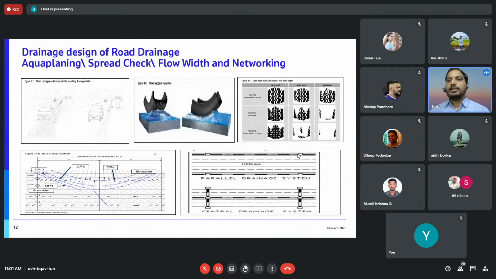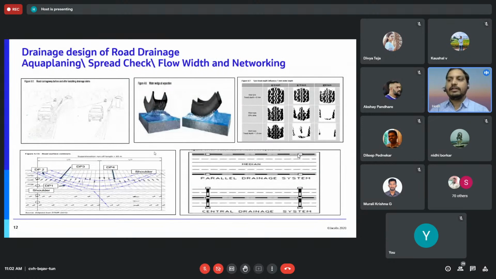Then in the last two slides, you can see that there is a road, and we are going to have inlets in the form of gullies, or inlets in the form of curb and channel, and that can be taken into the networking. So there are two types of networks we normally adopt: one is a parallel drainage system and one is a central drainage system.